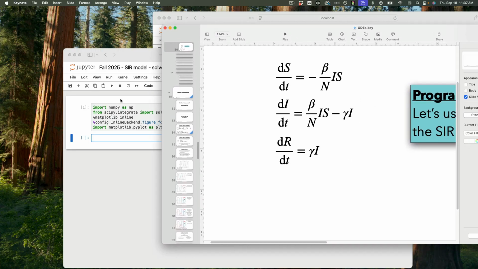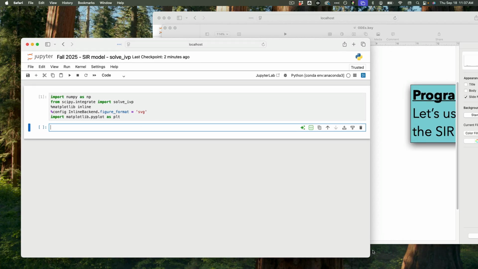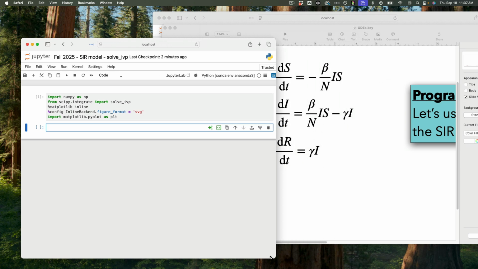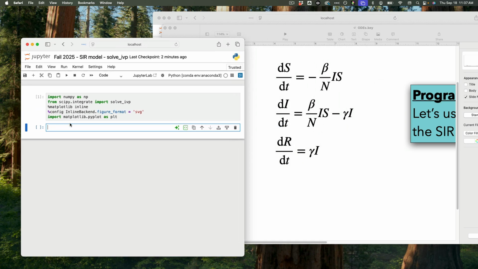Okay. So we're solving this. What I need here, I will first set the parameters. So my total population is, let's say, 1,000, 1.0 e to the 3. So 1,000 total population, that's N.